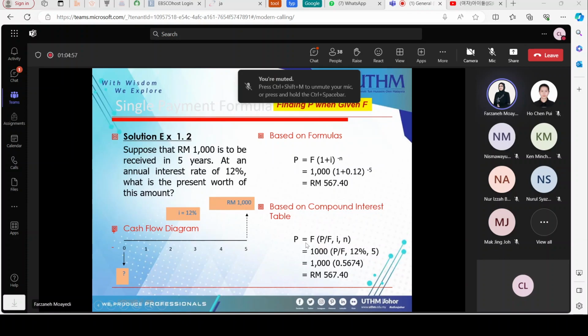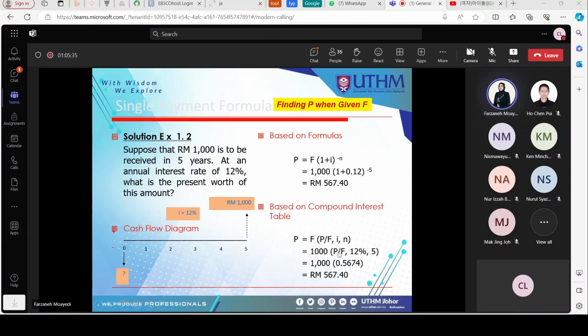So P equals F, the future value that was given to you. So P/F, the present value of a future sum that you already know at i interest for N years. So P/F, the interest was 12%, the duration was 5 years, and the principal was 1,000 that we have. We need to go to the table of 12%, look for year 5, and look for the P/F to get the value.